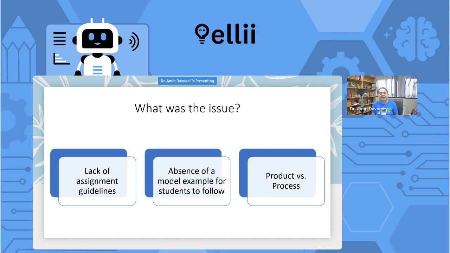By just asking them to write using ChatGPT, we will be able to only analyze the final product, which is a good one. We know ChatGPT is good at least for this kind of writing, at that level. ChatGPT is good at producing that kind of text. So I think that's a huge problem. Again, lack of assignment guidelines. A lot of you mentioned that in the chat. Absence of a model example for students to follow. And again, the focus of the assignment was on the product, not the process of writing.